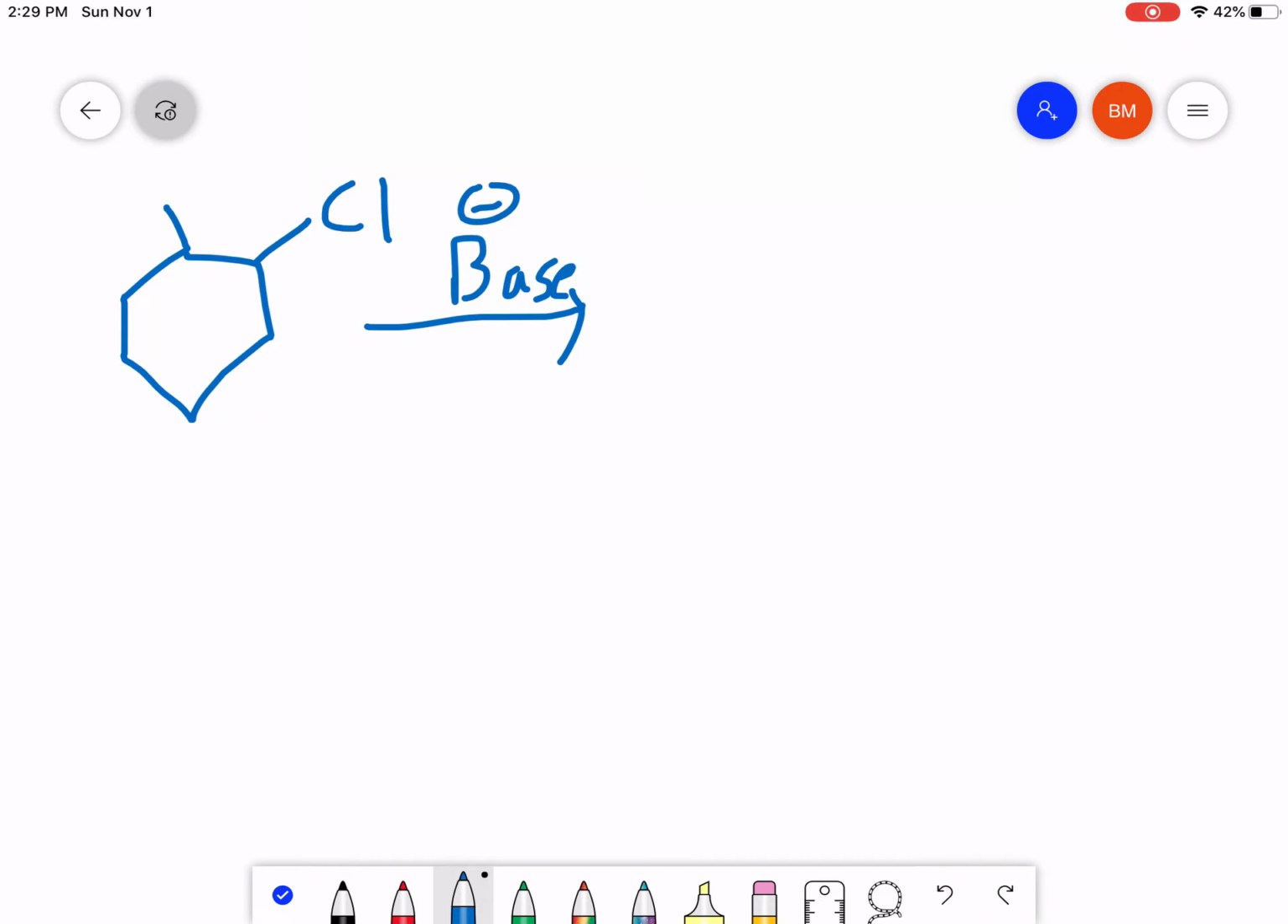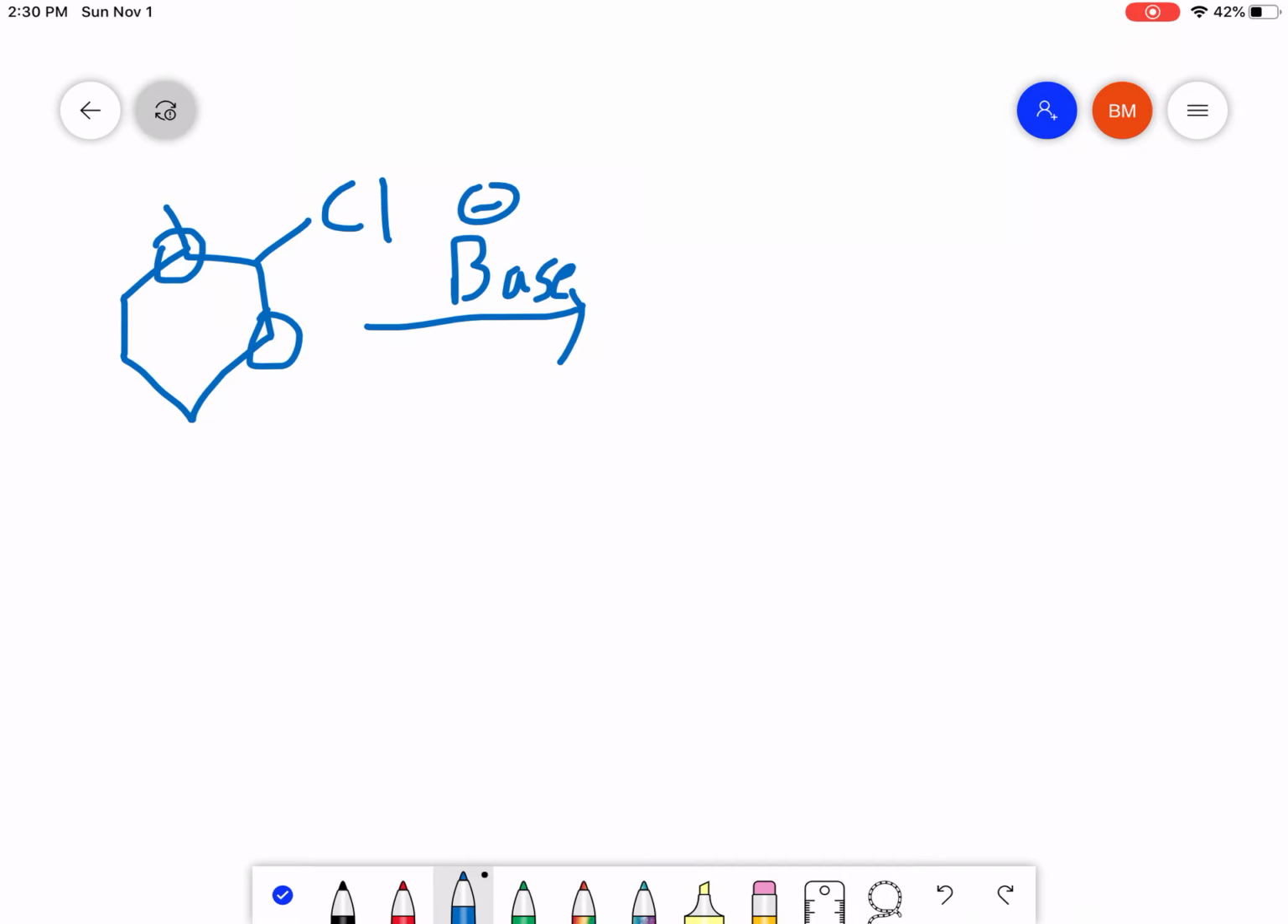Okay, so we have our alpha carbon, right? Our alpha carbon has the chlorine on it. And we have two beta carbons, right? We have one here, and we have one here. And hopefully you can see that in this case, they're different from each other, right? The beta carbon on the left has a methyl group attached to it that the beta carbon on the right does not.